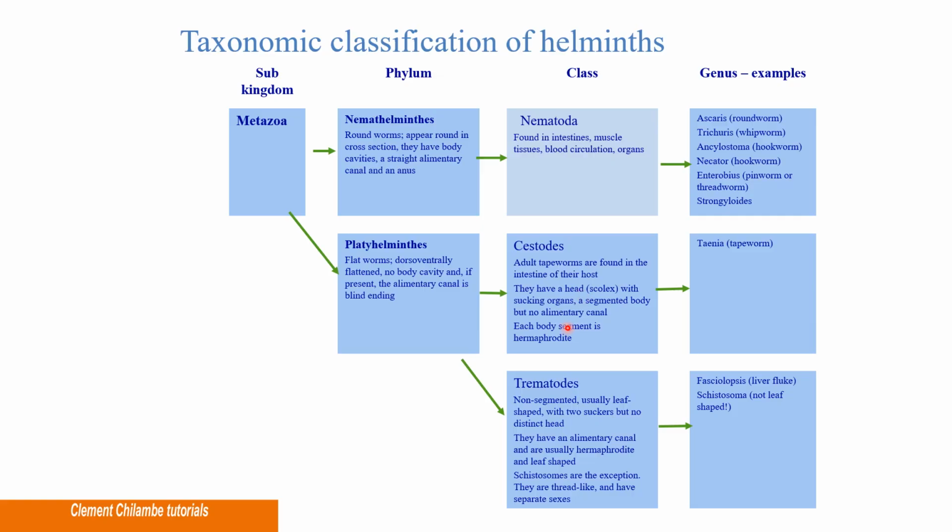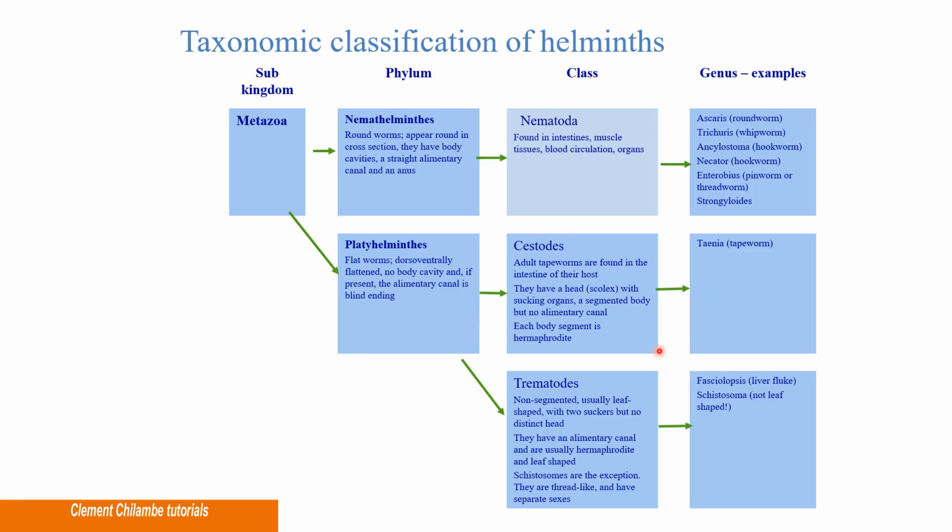Then we do have these. What do they have? They have a head, which we call the scolex, with sucking organs. They have a segmented body but no alimentary canal, and each body segment is a hermaphrodite. An example of the genus here is Taenia, the tapeworm, Taenia solium, Taenia saginata. So we're going to discuss these things later. But Taenia, a tapeworm, is a good example of a flatworm. Remember, nemathelminth is roundworms, but platyhelminth is what? A flatworm, just a flatworm.